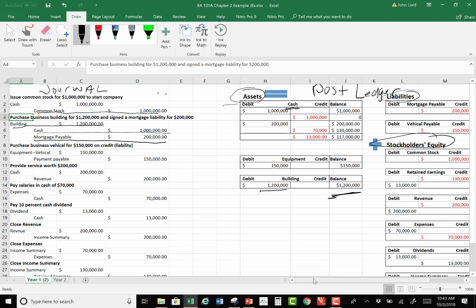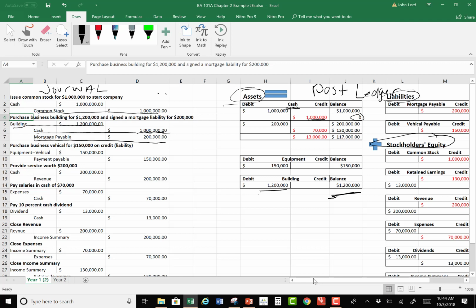And so when we go ahead and post those, we debit building 1.2 million. Now my building's showing 1.2 million. That's what I paid for that building, didn't I? Cash plus the liability I'm taking on. So I paid 1.2 million for it. I credit cash, and when I credit cash for $1 million, the balance in cash comes down to 0, doesn't it? Because I paid my cash. Debit to the left, credit to the right.